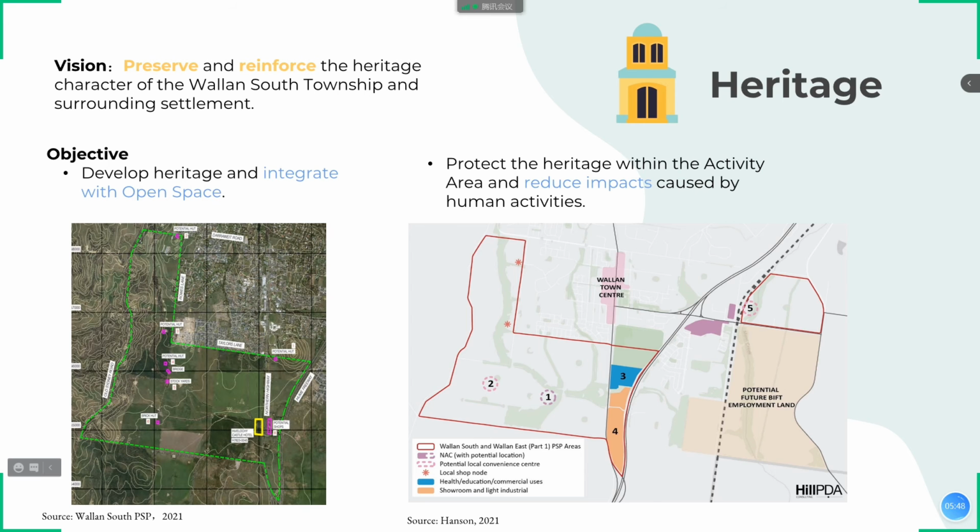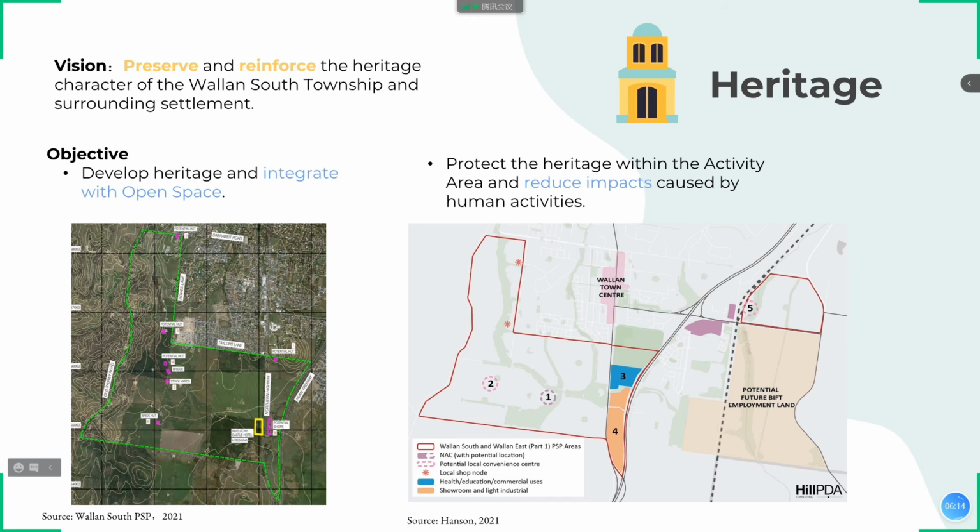The vision for heritage is to preserve and reinforce the heritage character of the Walden South Township and surrounding settlement. There are two heritages that have been proved to have local historical value and social significance. One of them is registered in the Victorian Heritage Inventory. Objective 1 is to develop heritage and integrate with open space.